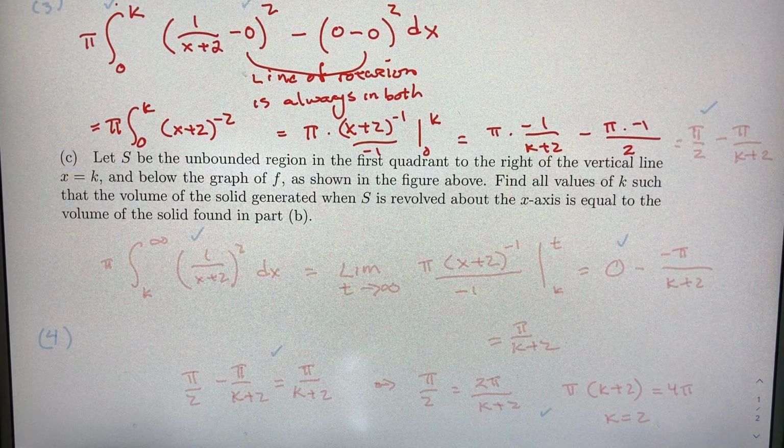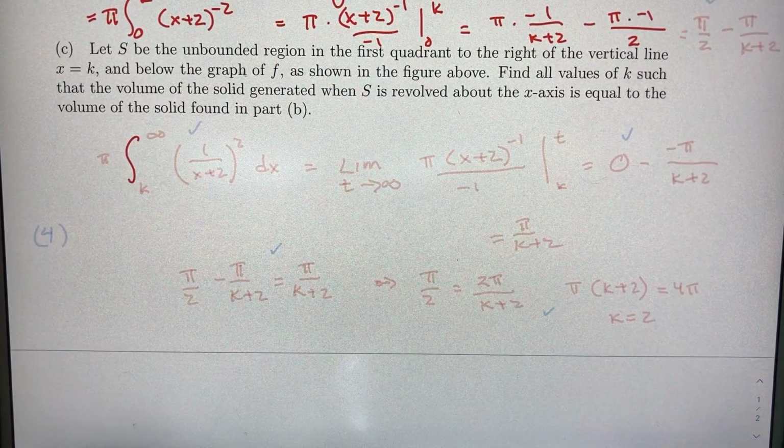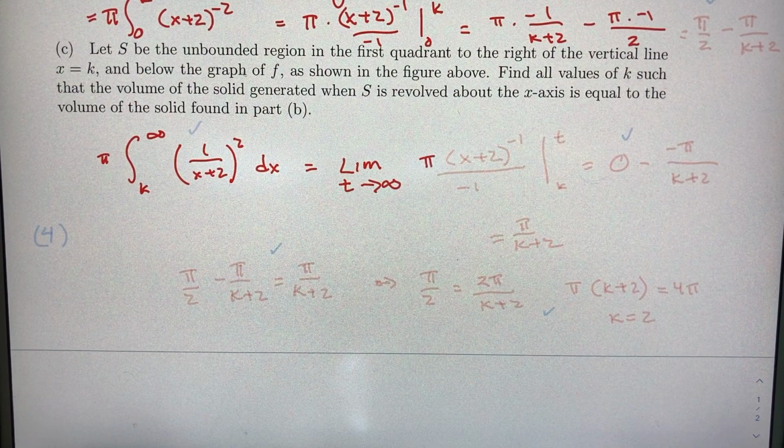Okay, last part, unbounded region, so S, and you'll be rotating it around. Again, if they do this, and they do occasionally, you can't just plug in infinity plus 2. You have to say limit in order to weasel your way around it.